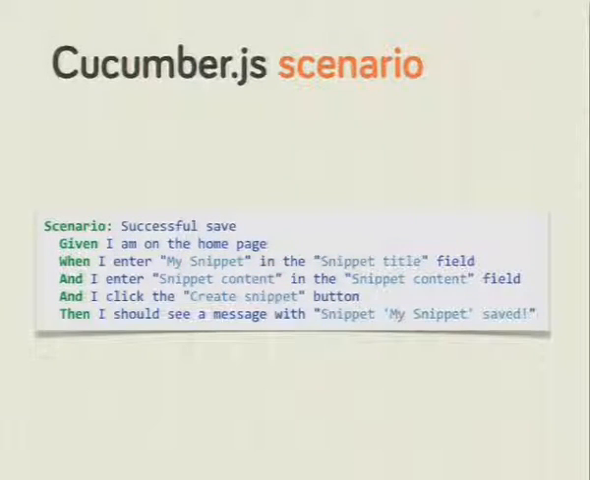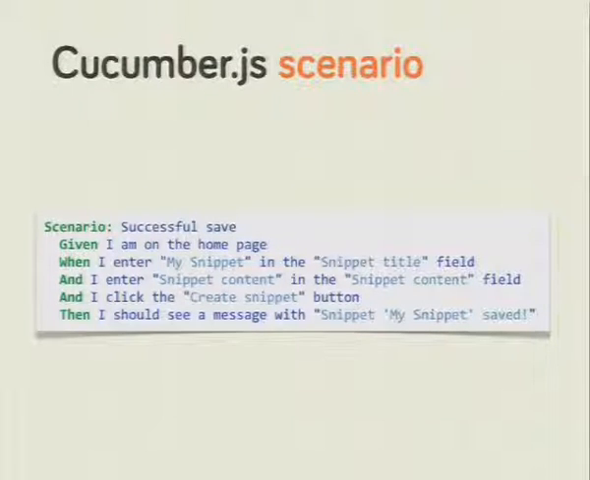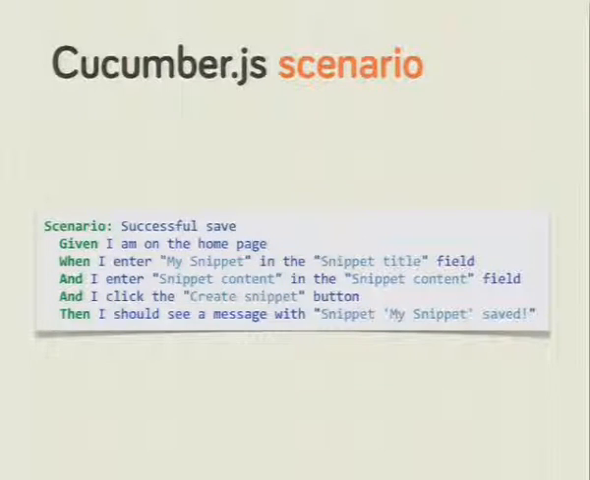And this is the part where the Cucumber actually starts to parse. So again, this is specified in standard BDD structure. So we have a given condition. So given I am on the home page, when I enter my snippet into the snippet title field, and likewise the snippet content field, and I click on the create snippet button, then I should see a message with my snippet saved. So that kind of reads nicely as in English, and you can discuss this with your non-technical team members.